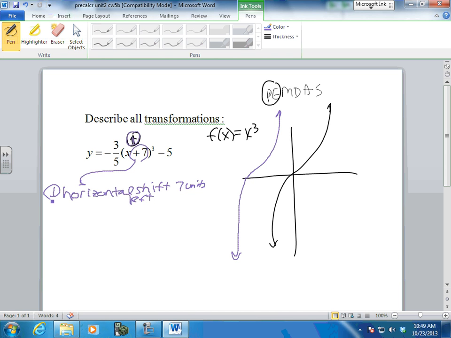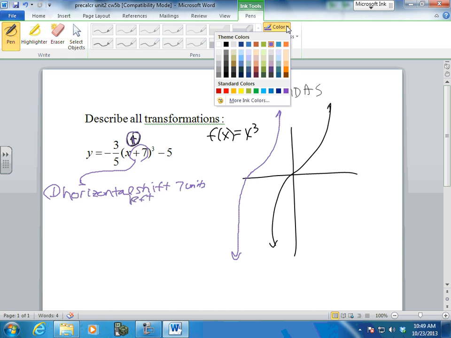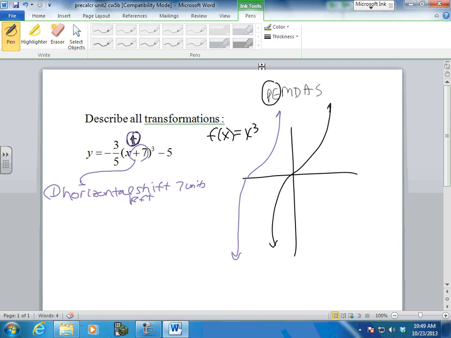What's the second transformation that we should do? Come out of the parentheses. What's right next to it? Not the minus 5. It's in one term still. What's being done here? It's being shrunk. Good. There's a vertical shrink right next to it. These are being multiplied. I'm looking at this guy right here. This is my second one. So 3/5 is causing a vertical shrink.